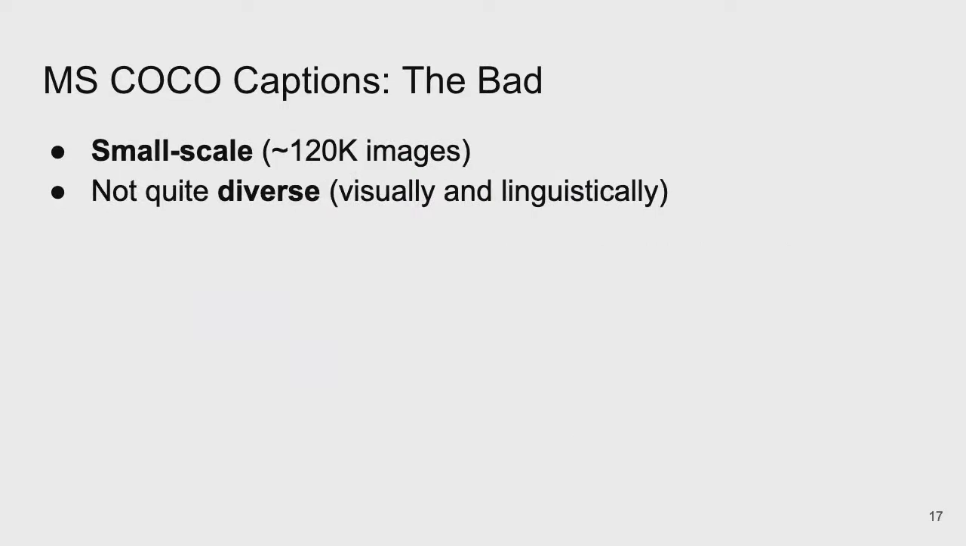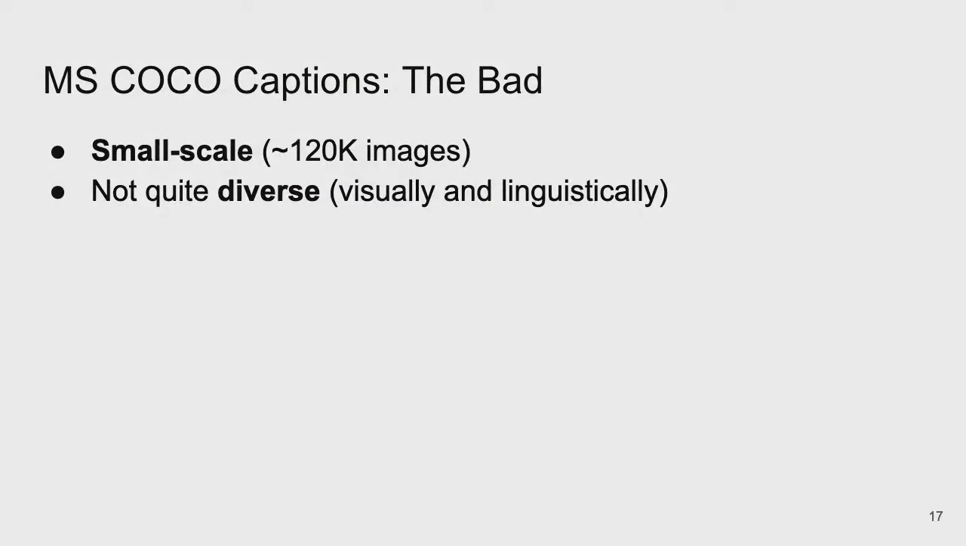Now the bad is that this is pretty small. By industry standard, 120K is definitely small. But I think even in academia these days, 120K you may consider small, because with ImageNet you have, I don't know, an order of millions, and that's just image classification.